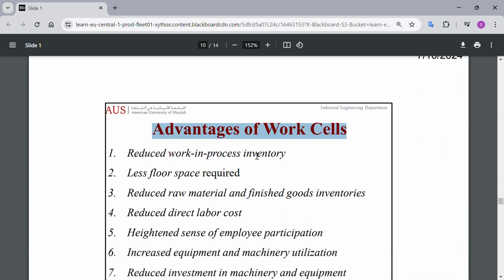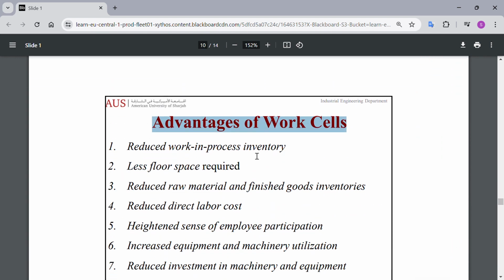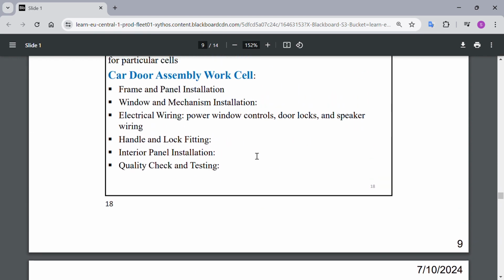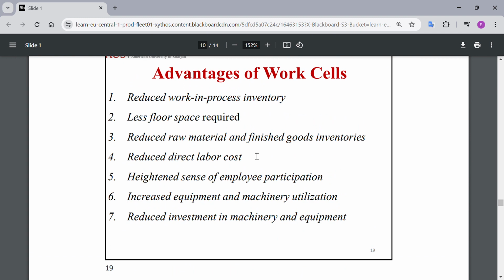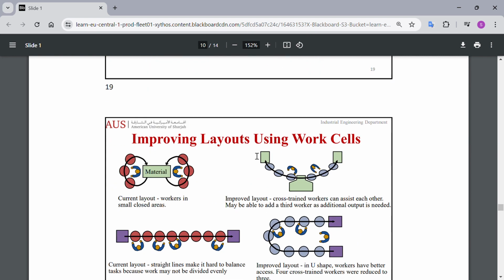And there are some advantages of work cells. Of course, the advantages of work cells include reduced work in progress inventory, less floor space required, reduced raw material, reduced direct labor cost, heightened sense of employee participation, increased equipment and machinery utilization, and reduced investment in machinery and equipment. So these are the advantages of work cells.